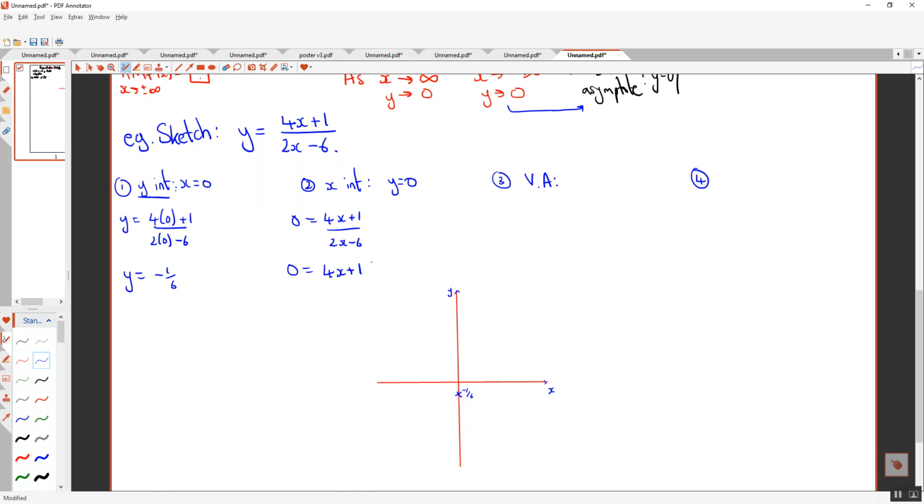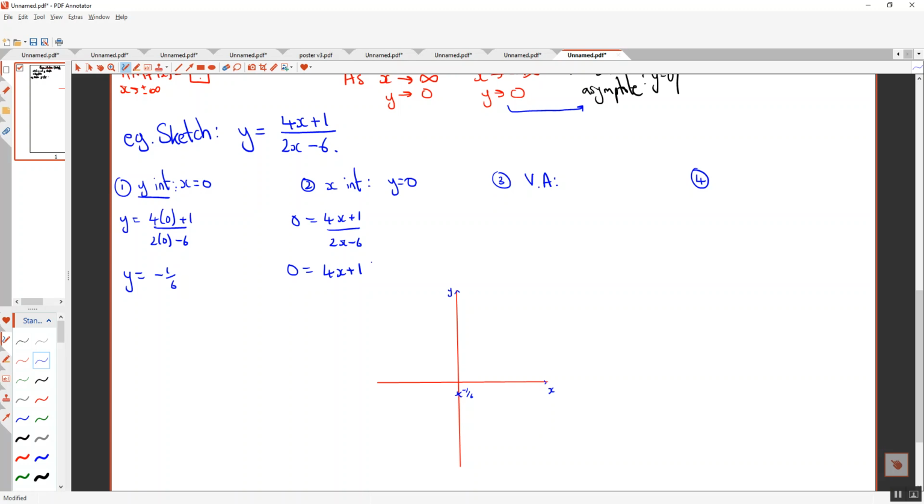So multiply by 2x minus 6, multiply by 0, I get 0. Does that make sense? The bottom being 0, I would take it off. 4x plus 1.